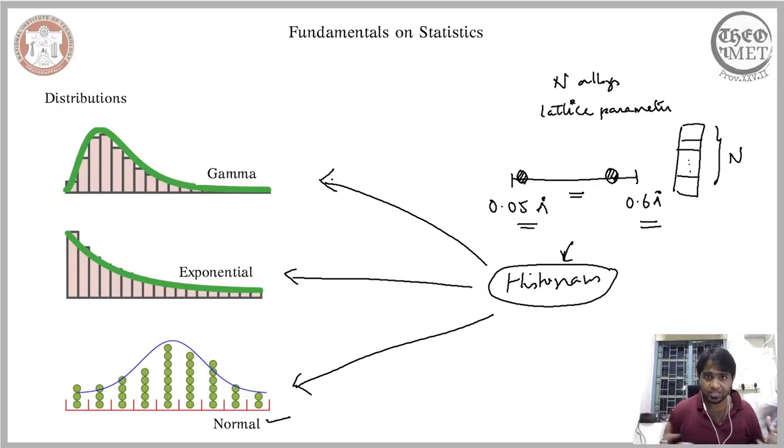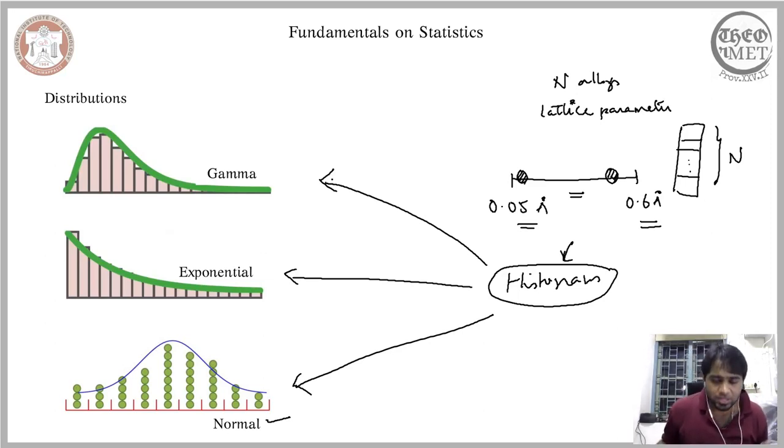And the gamma distribution is where the population is concentrated on a specific lattice parameter, and when you move away from that specific lattice parameter, it gradually decreases. This is what we refer to as the gamma distribution. And all this we are able to build from the histogram representation, which is just stacking up the different alloys that assume the lattice parameter within a given range.